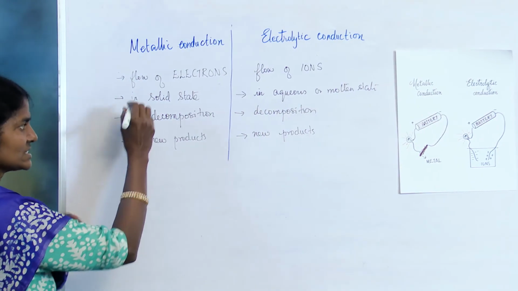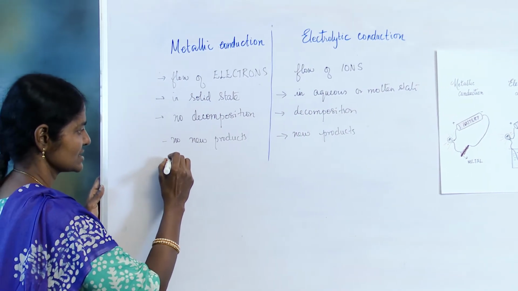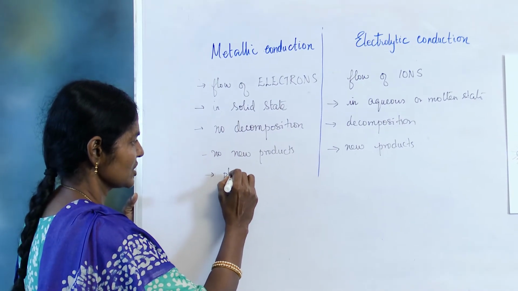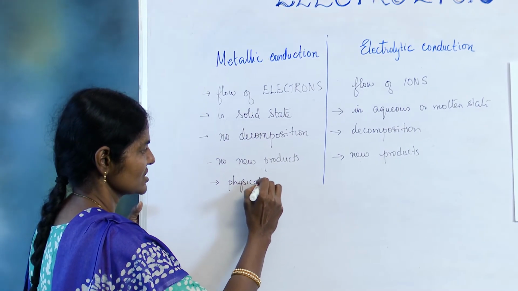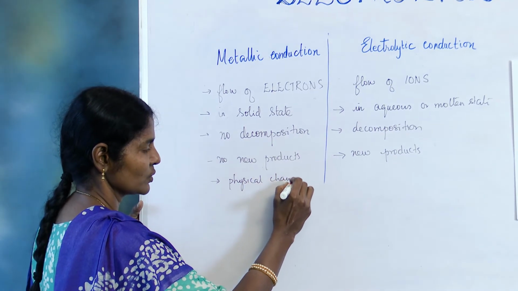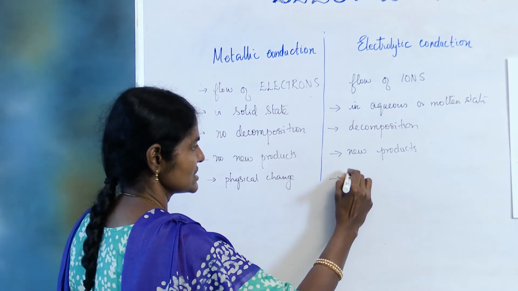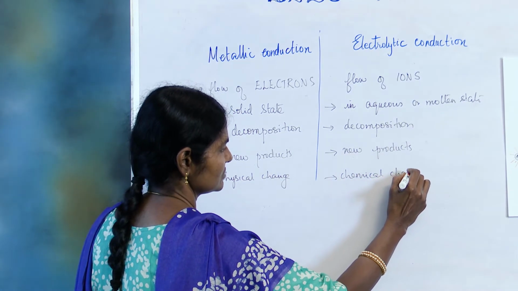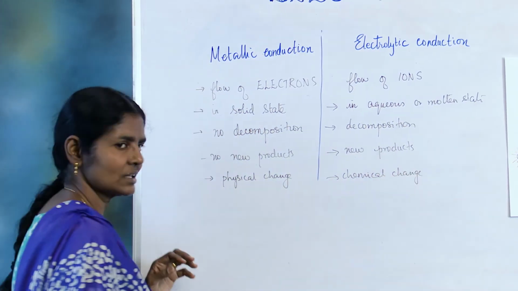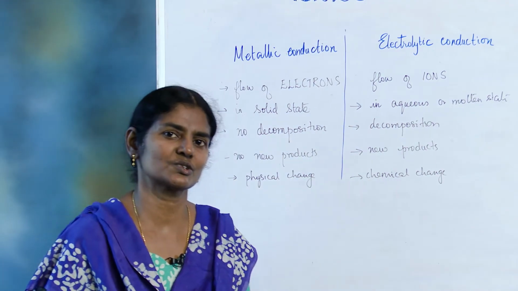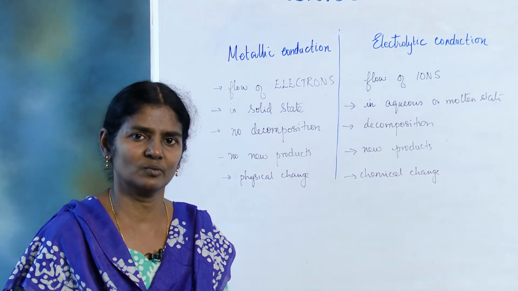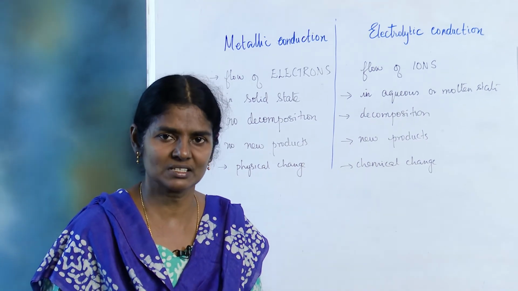So when these things happen, that means there is no change of matter, then this becomes a physical change which can happen over and over again, whereas this is a chemical change. Okay, so these are the basic differences that we need to know in electrolysis. And now in the next video, we'll move on to the electrochemical series.